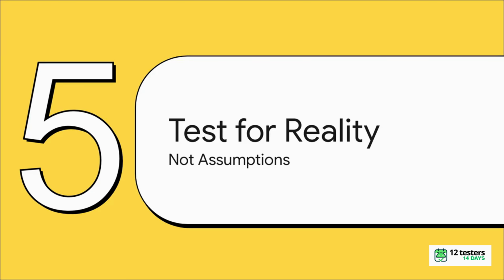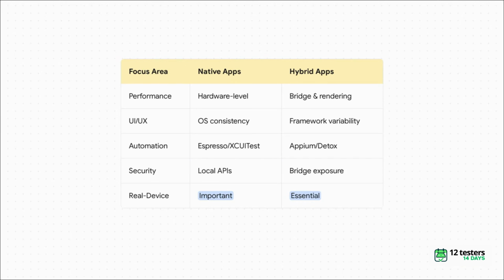So let's bring this all home. The big takeaway here is really about a shift in your mindset. You've got to stop testing based on assumptions you make in a perfect, clean lab environment and start testing for reality. This table is a perfect summary of everything we've just talked about. Just look at the differences in focus between native and hybrid across every single category, from performance down to security. And check out that last row. For real device testing, it goes from important for native to essential for hybrid. I mean, that really says it all, doesn't it?